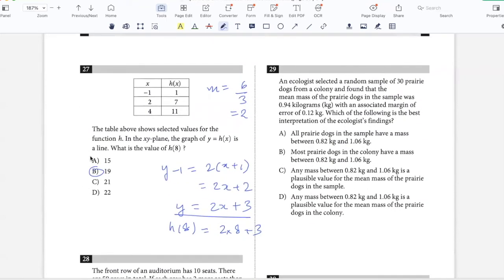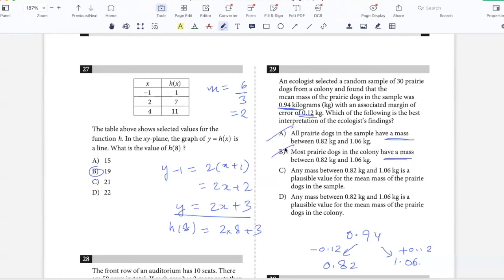An ecologist selected a random sample of 30 prairie dogs from a colony and found that the mean mass of the dogs in the sample was 0.94 kilograms with an associated margin of error of 0.12. Okay, so it could be from 0.94 minus 0.12, so that's 0.82, up to plus 0.12, so that's 1.06. Okay. So which of the following is the best interpretation? All prairie dogs have a mass between, no, this is the range for the mean mass, right? Not the mass. So A is wrong.